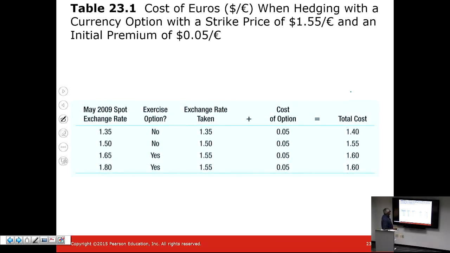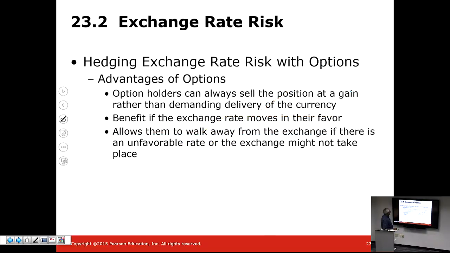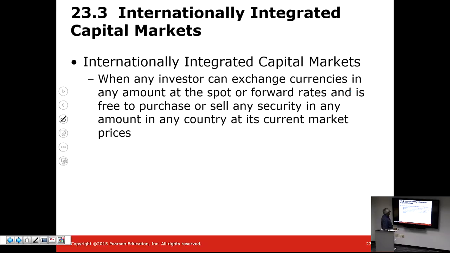So that completes the section on foreign exchange risk, and we will wrap up chapter 23 with a few words on some of the other aspects of international finance.